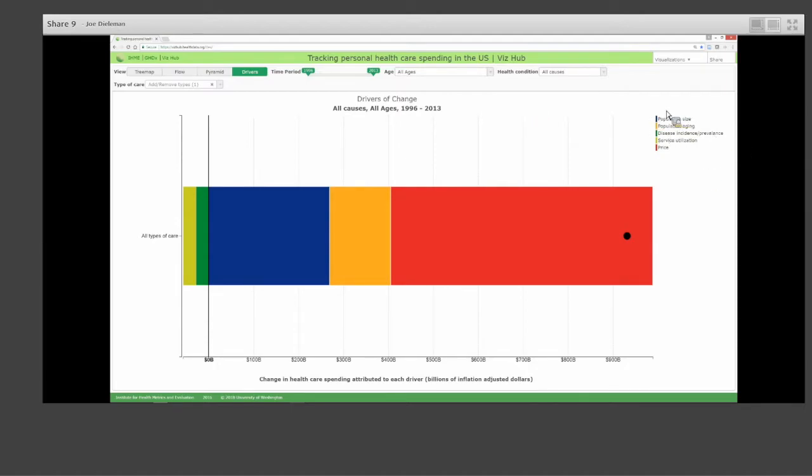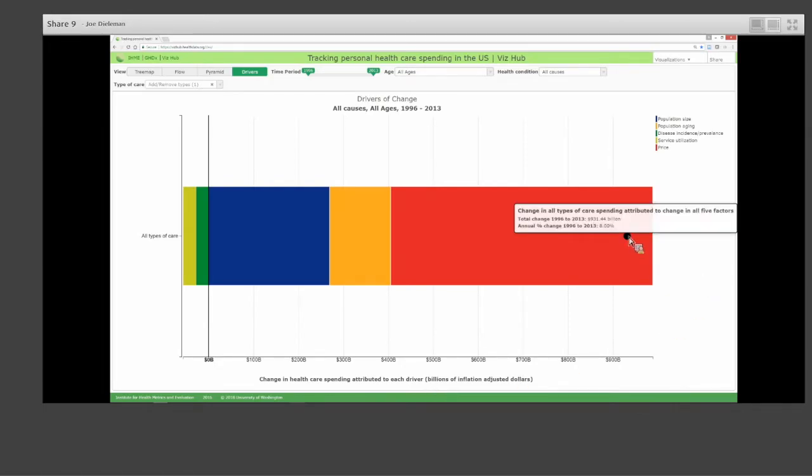What you can also see is that this is looking at all causes, all health conditions, all ages, and the time period we're looking at spans from 1996 to 2013. And what we're looking at, if we go down now to the x-axis, is the change in healthcare spending attributed to each driver. So the dot is probably the most important thing. The dot tells us the sum of the 5 factors.